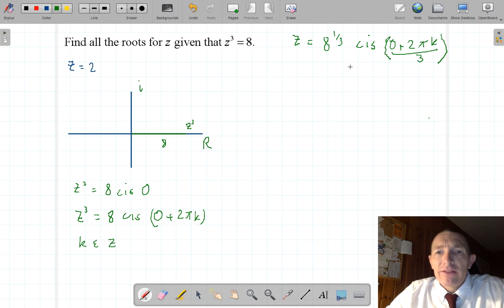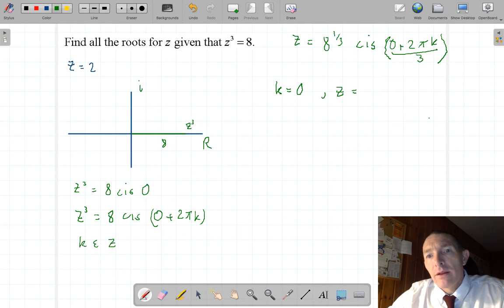And now I'm ready to start working out all the different cube roots. So I'm going to start off by making k 0. We've kind of already done that. If I make it 0, we get 0 over 3. We've got 2 CIS 0. That's the one we had at the beginning, z equals 2.